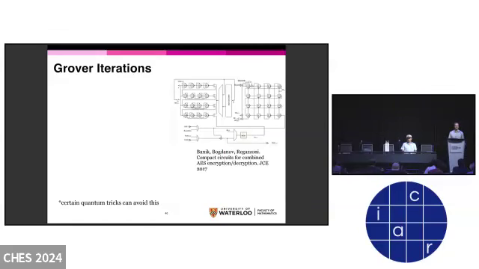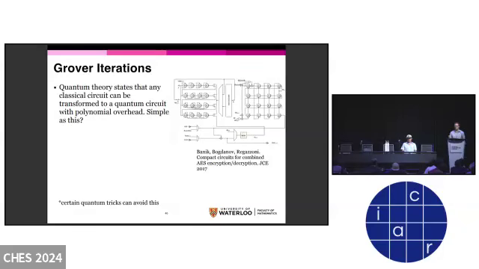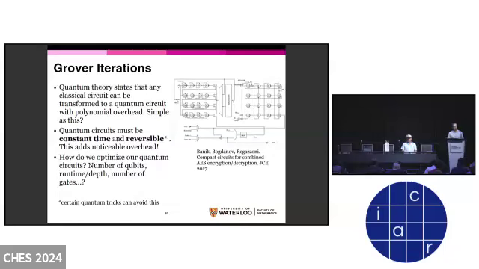So let's say you want to design your circuit to attack AES. You want to find the cost of each iteration in Grover's algorithm. Quantum theory basically has this result that if you have any classical circuit, you can transform it to a quantum circuit with only a polynomial overhead. So you can take the good research on efficient circuits for AES and plug it into this machine and get a quantum circuit. But quantum circuits actually have to be constant time and reversible, so the overheads are nothing to sneeze at. It often makes sense to do this by hand and design a quantum circuit more directly than with a compiler from a classical circuit.